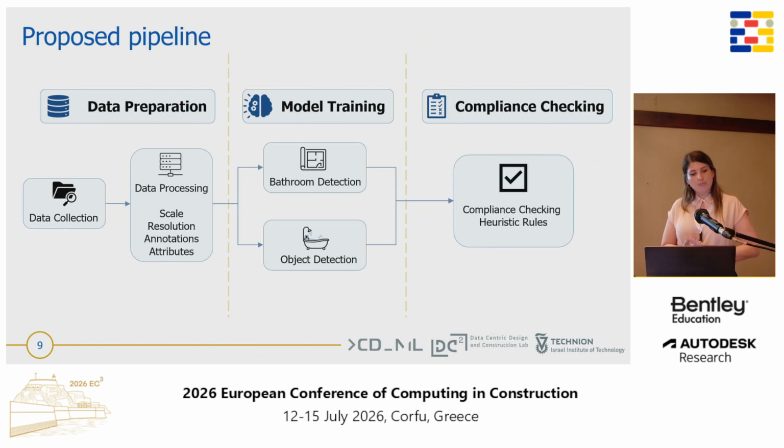So this is the proposed pipeline. We start with data collection and data processing because these models need to be trained. In this case, we trained two object detection models. One was responsible for identifying and isolating bathrooms in the entire big floor plans. And then another object detection model was responsible for detecting the smaller objects within the bathrooms. That was then the input for a set of rules implemented in Python for the actual compliance.